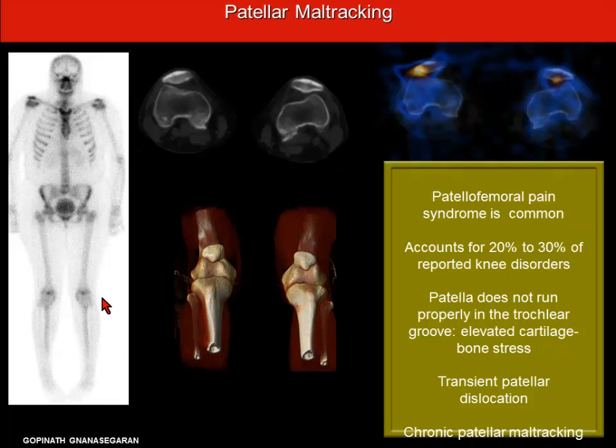But because we jointly report with our musculoskeletal radiologist, he said this is a classical finding because it is not in the groove, it is maltracking because it's pulling towards the other side. Especially when you extend your leg, it has to go into the groove. What will happen is instead of going into the groove, it will maltrack to the lateral aspect or sometimes into the medial aspect. So it accounts for nearly 20 to 30% of reported knee disorders. The patella does not run properly in the trochlear groove. If it is not placed correctly in the intertrochlear groove, it will move in opposite directions, causing significant pain in motion.